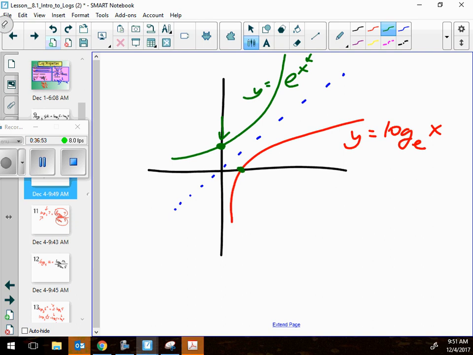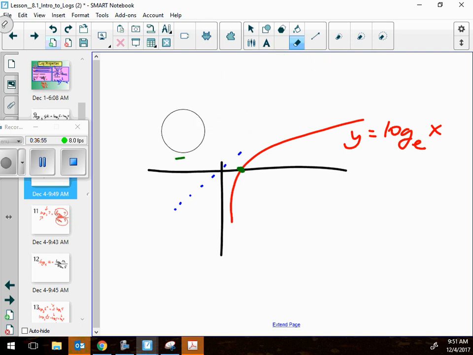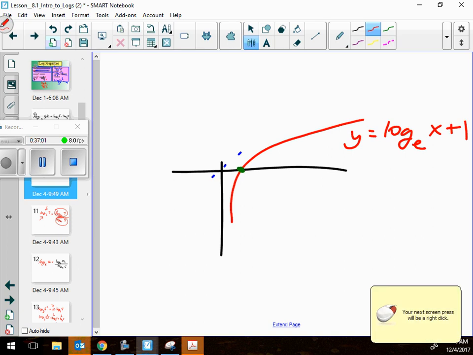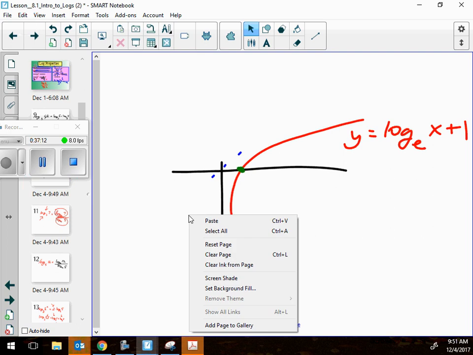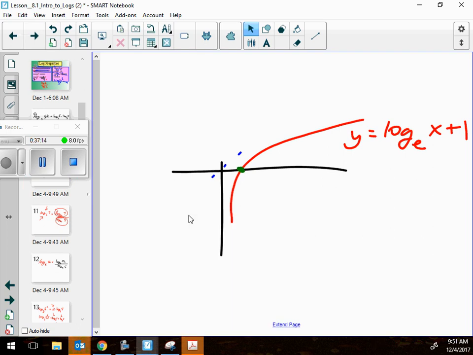If I just boil this down to log again, here's my log graph. What happens, do you think, if I add 1 to it? Where does the whole graph go? Come on, it's just a little shift. If I put a +1 at the end, I just shift the graph up 1. So this whole thing goes up 1.